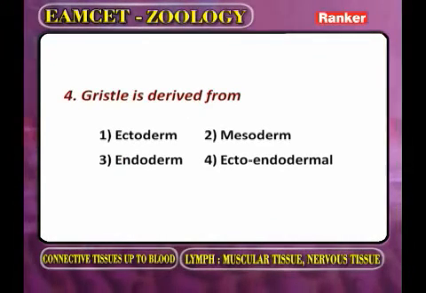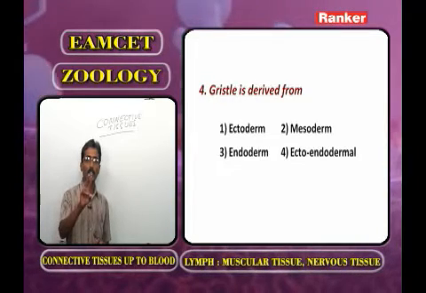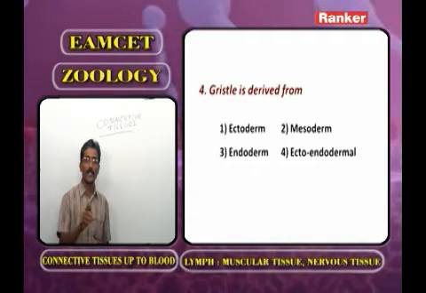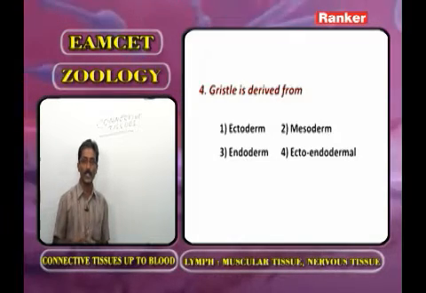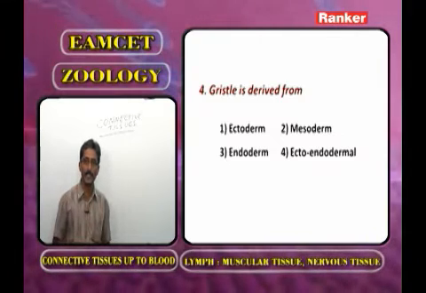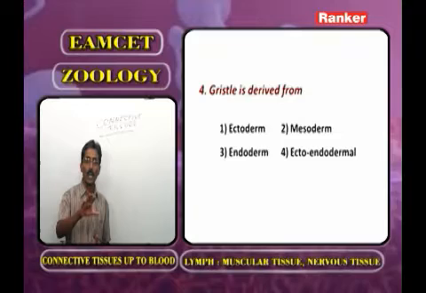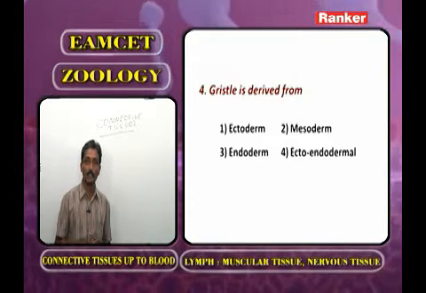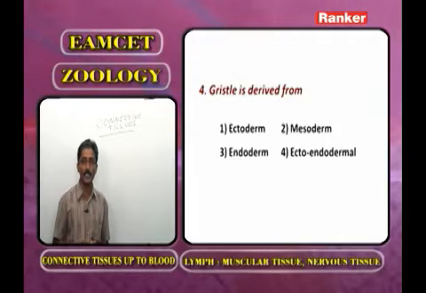Gristle is derived from. Now what are the introductory points regarding this question? As we observe, the supporting tissues are of two types. One we call cartilage and the second one we call bone. What is the other name of bone? That we call osseous tissue. Now here the question is gristle. What is the other name of cartilage tissue? That we call gristle. The gristle is derived from what type of germ layer? All connective tissues are derived from the mesoderm. Now based on these hints, you have to identify the correct answer for this question.